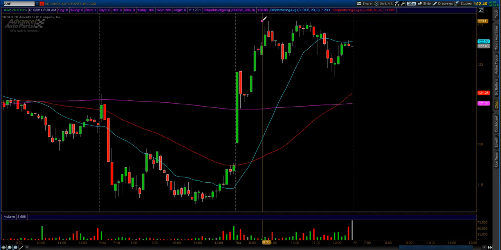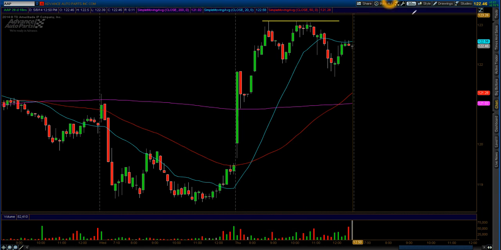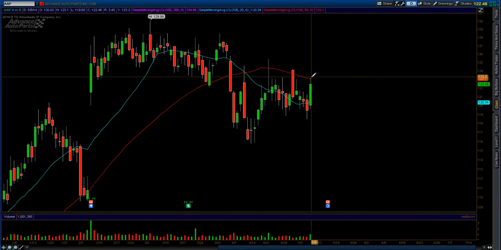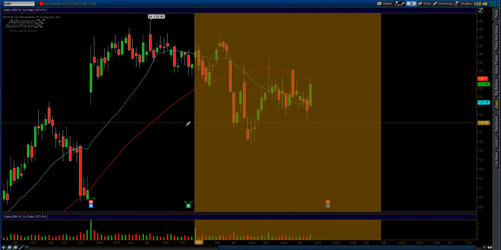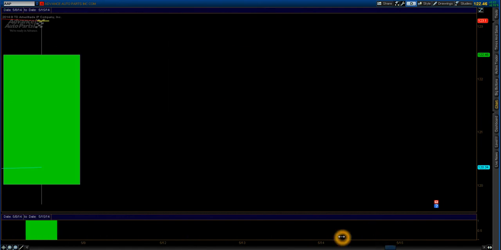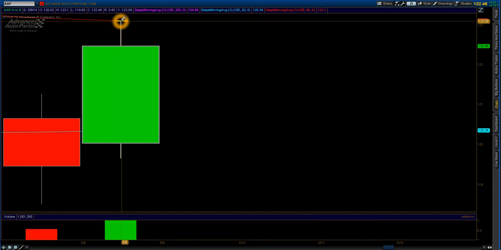$123.10 right there. So all I did was I drew in that line where on the daily chart you see that red line. And there's my line in there. It's tiny. There it is right there.